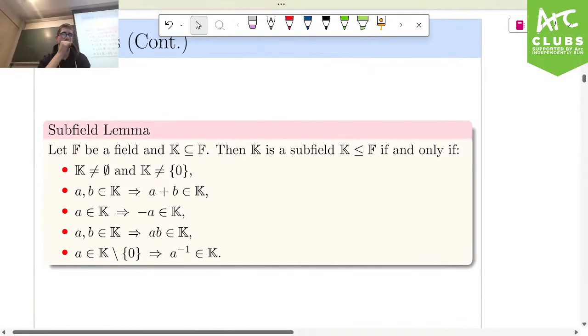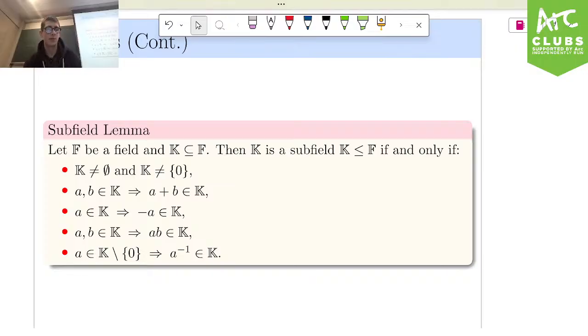Okay, so with subfields, we also have a subfield lemma that tells us when we have a subfield from a specific subset of F. So it's really the same as what we saw before. So we're saying that neither of our two groups are empty, in terms of the additive group and the multiplicative group that we need for a field. So that's what these two are saying, because remember, for the 0, this second part here, we're saying that we exclude 0 from the multiplicative group, so we need at least another element there.